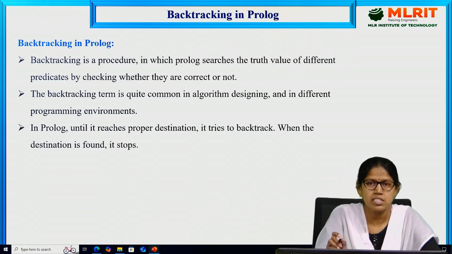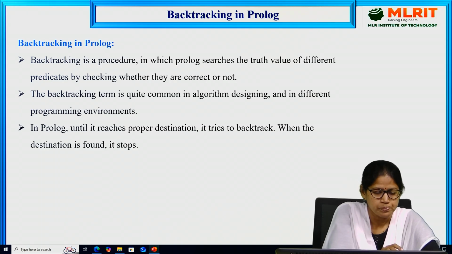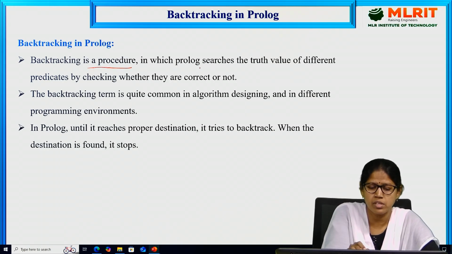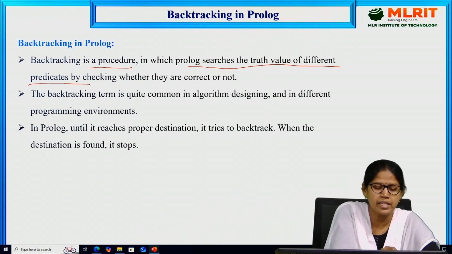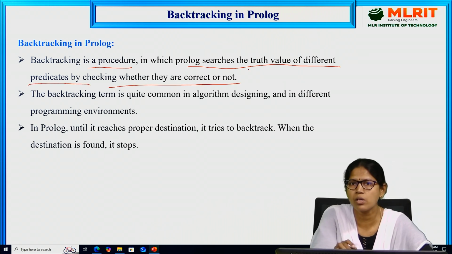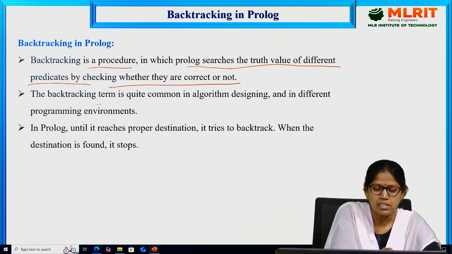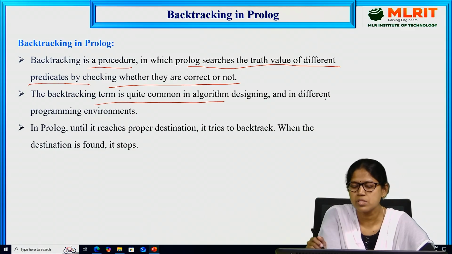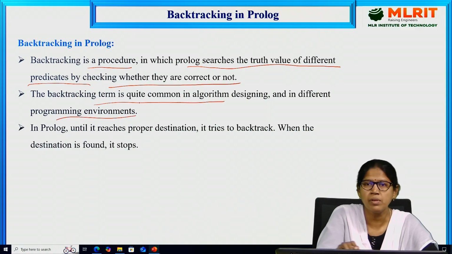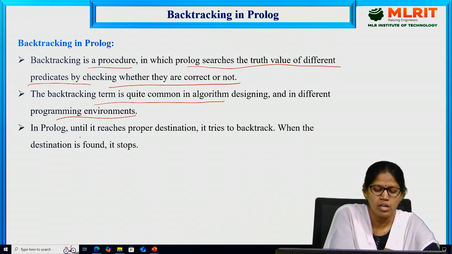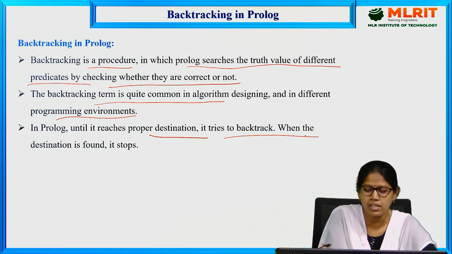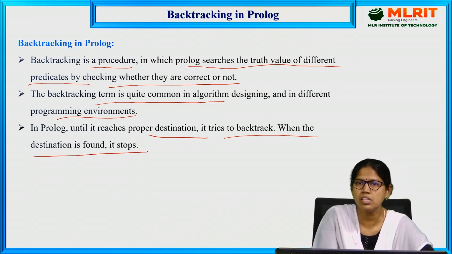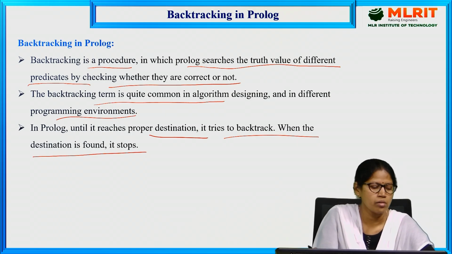Okay, so let's see what backtracking is in Prolog. Backtracking is a procedure in which Prolog searches the truth value of different predicates by checking whether they are correct or not. The term backtracking is quite common in algorithm design and in different programming environments. In Prolog, until it reaches a proper destination, it tries to backtrack. When the destination is found, it stops looking for the next one.